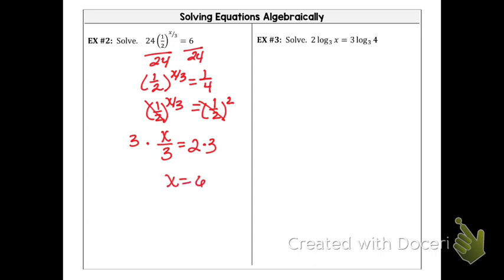This one was an exponential function. I don't have to check my answer. That is my answer. I mean, I should to make sure I got it right, but I don't have to.